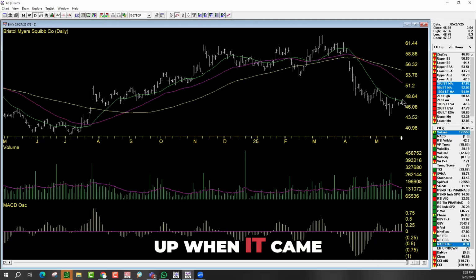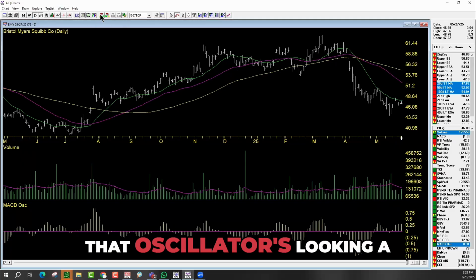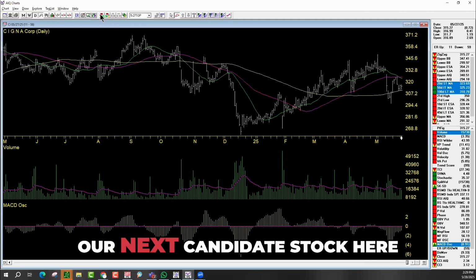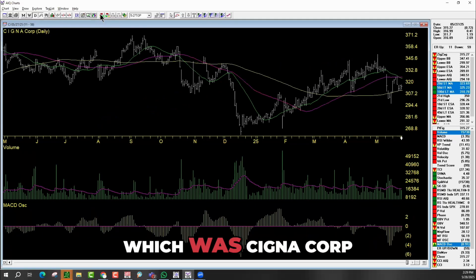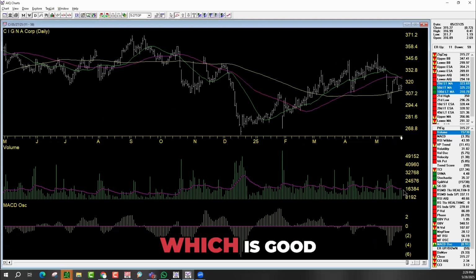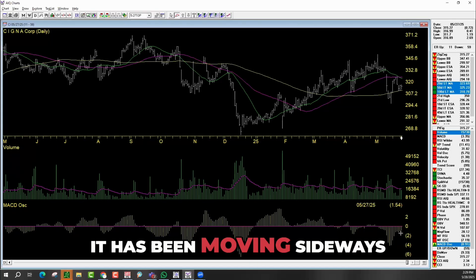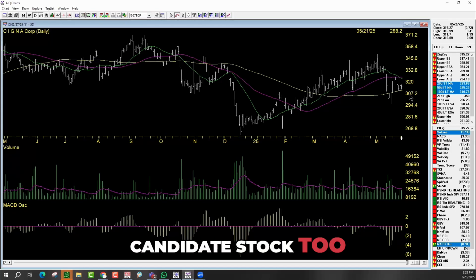The volume did tick up when it came back up to here, but I think we'll skip that one because of that oscillator is looking a little too strong for us. Our next candidate stock here, which was Cigna Corp. Again, the volume has picked up again in this area here, which is good. If we've been continually declining volume, probably not a lot of players, not a lot of room for us to go down. The MACD oscillator is negative, although it's come back up, it has been moving sideways. So that's a pretty good candidate stock too.